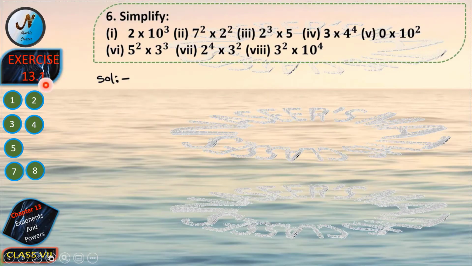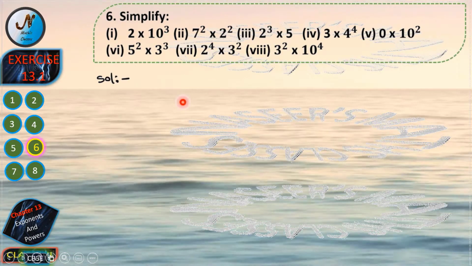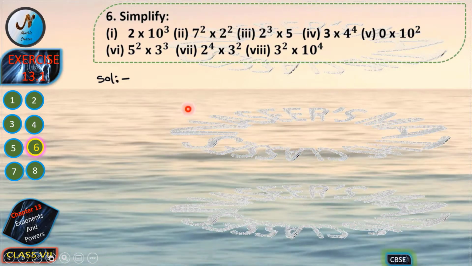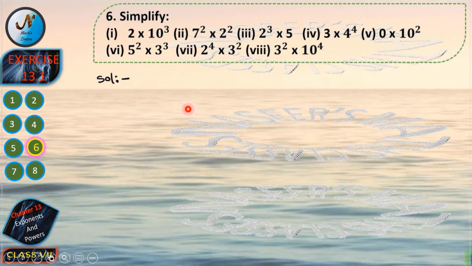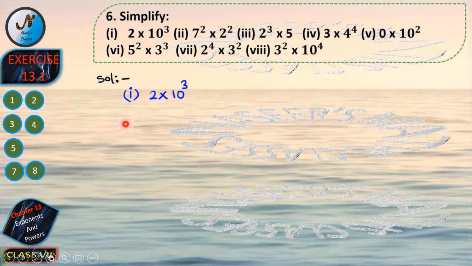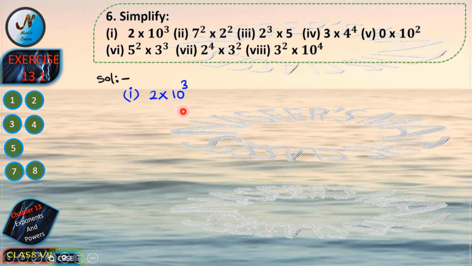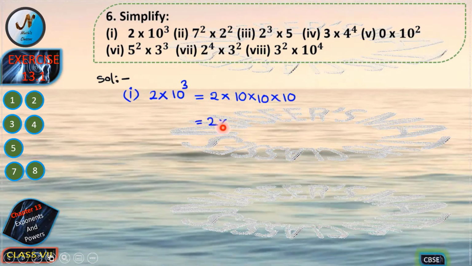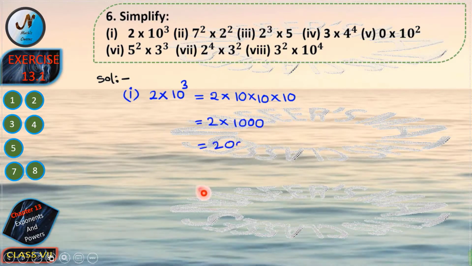Now we are going to solve sixth problem of exercise 13.1. In this problem, it is given that simplify. Here total 8 bits are given. So we have to first simplify the first one. So 2 into 10 cube. 2 means 2 power 1 and 10 cube means 10 is 3 times. So it can be written as 2 into 10 3 times. So it can be written as 2 into 1000, which is equal to 2000.